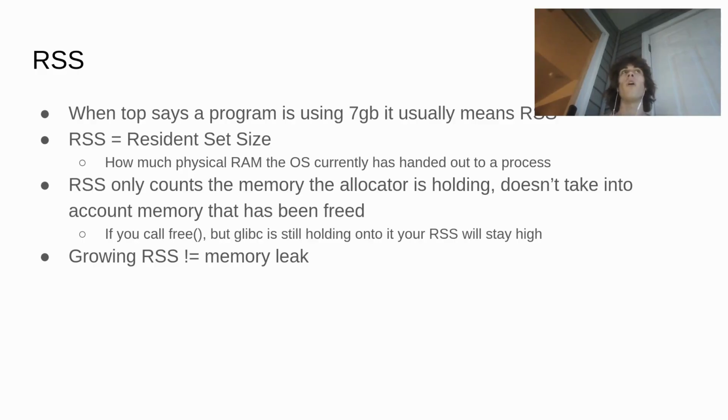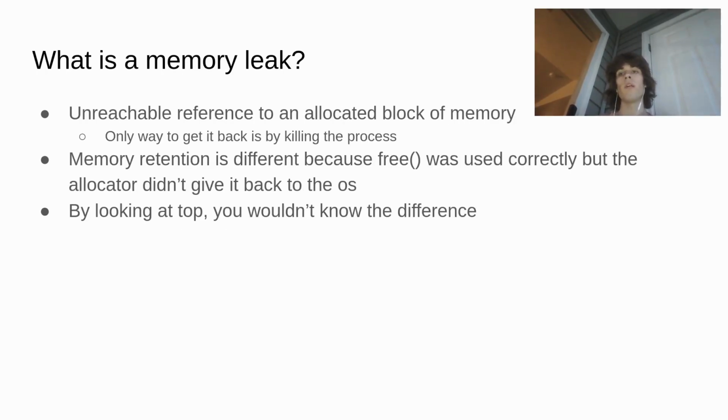So when you see a growing RSS, it doesn't always mean that there's a memory leak. Sometimes, obviously, there is. So what is a memory leak? A memory leak is an unreachable reference to an allocated block of memory. The only way to get it back is by killing your process. On the other hand, memory retention is different, because free was used correctly, but the allocator just didn't give the memory back to the operating system for reasons that we discussed earlier. And the tricky part is that by looking at something like top, you wouldn't know the difference between a memory leak and memory retention.